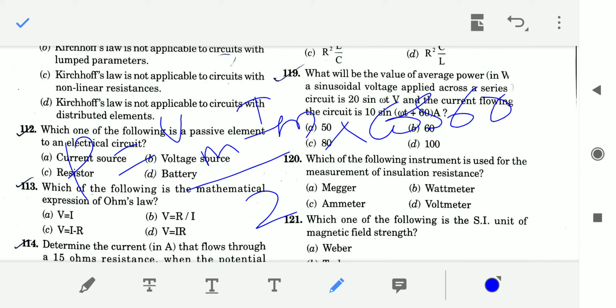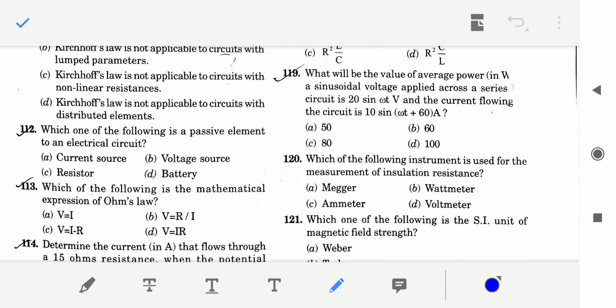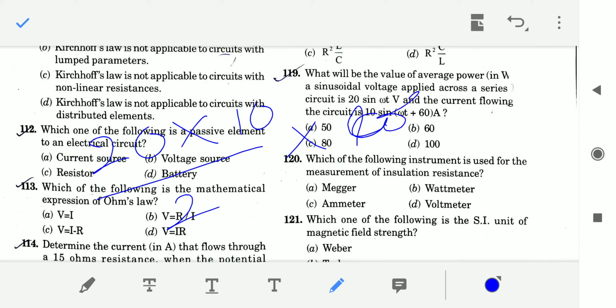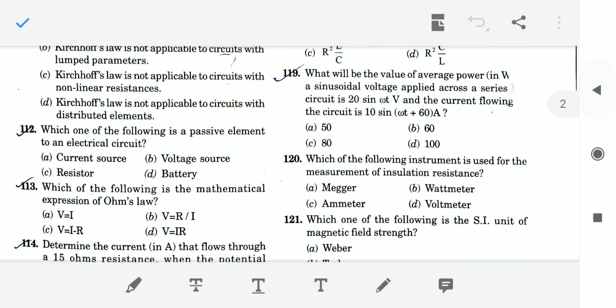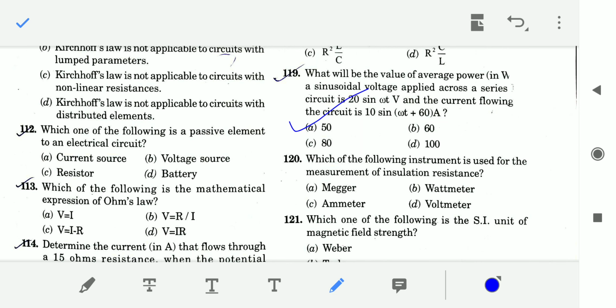that is cos 60 degrees. If you observe carefully, my maximum voltage is 20, into I maximum is 10, by 2, into cos 60. If we solve it, 20 into 10 is 200, divided by 2 is 100, and cos 60 is 0.5, so 0.5 into 100 becomes 50. So answer will be 50, option A.